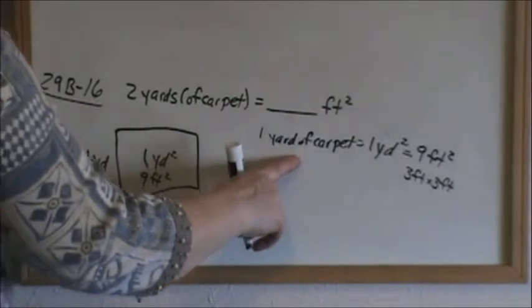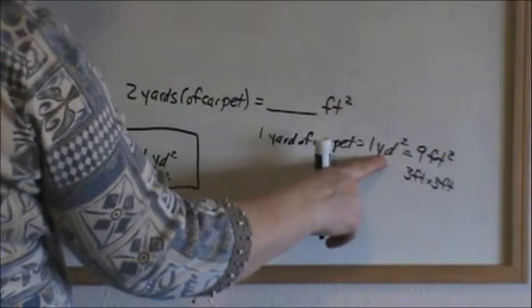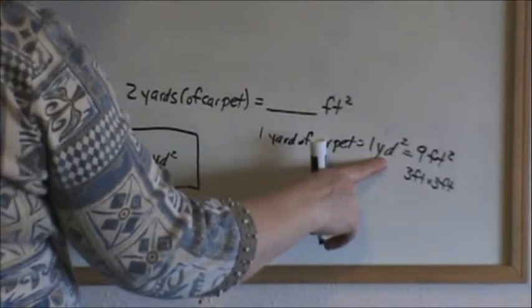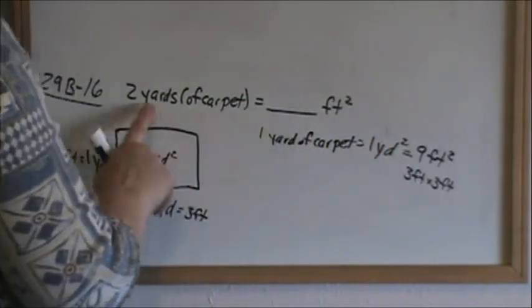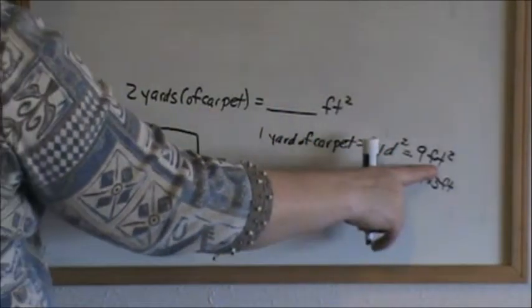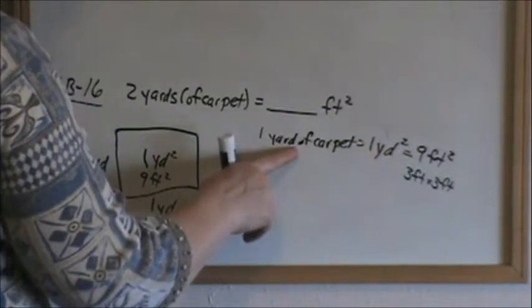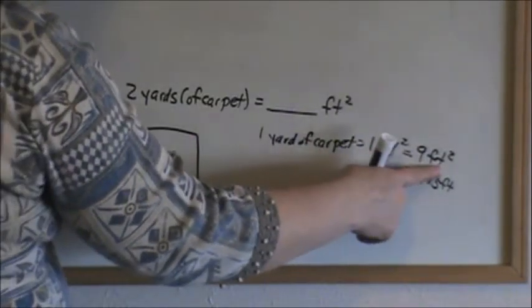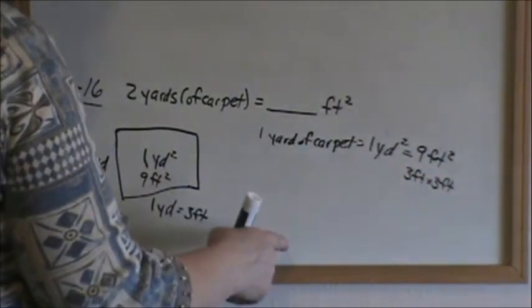So we're going to basically be using, you can eliminate this middle thing if you just don't want to look at it, 1 yard of carpet. 1 yard of carpet is the same as 9 square feet. That's how you go from a yard of carpet to square feet. That's going to be your conversion factor that we're using.